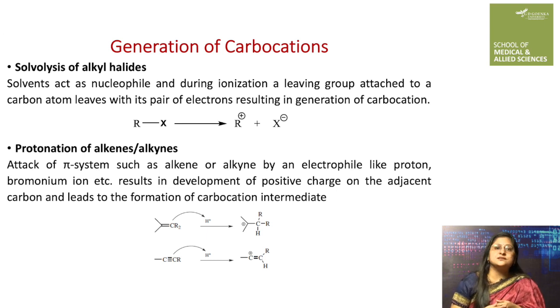The second method is protonation of alkenes or alkynes. Attack of pi system such as alkene or alkyne by an electrophile like proton results in development of positive charge on the adjacent carbon and leads to the formation of carbocation intermediate. As could be seen in this reaction, proton is attacking on alkenes or alkynes, causing the breakdown of pi bond and generation of positive charge on adjacent carbon of which hydrogen is attached, meaning generating carbocation.